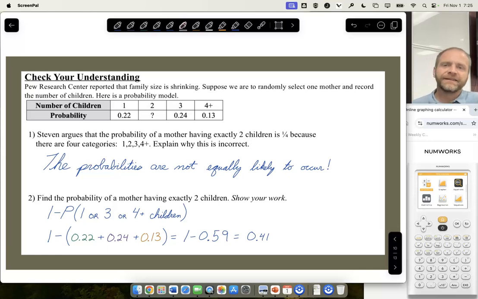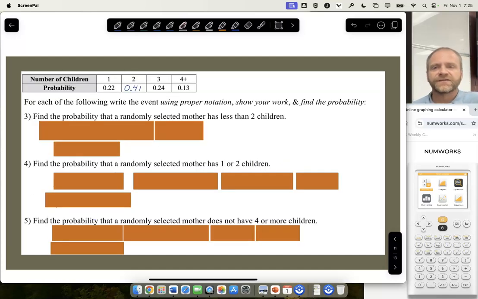So there's a gap in the table. I can use my legitimate probability model definition, that the probabilities all have to add up to 1, and find that missing table cell. And so we can now use that to answer the next 3 questions. And you can see I put in there 0.41 in the table.